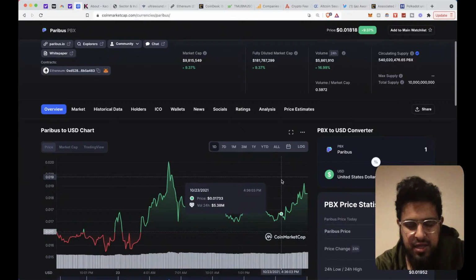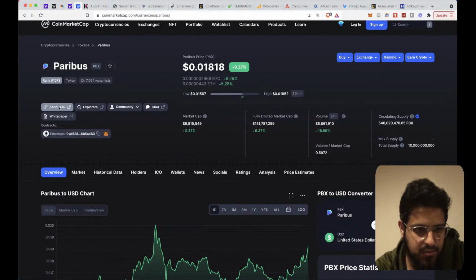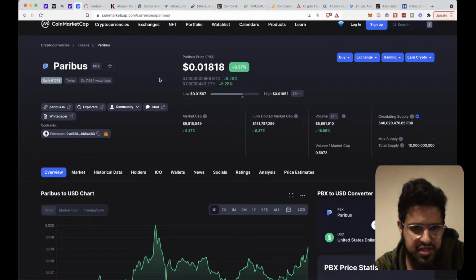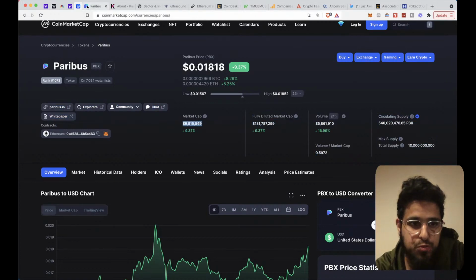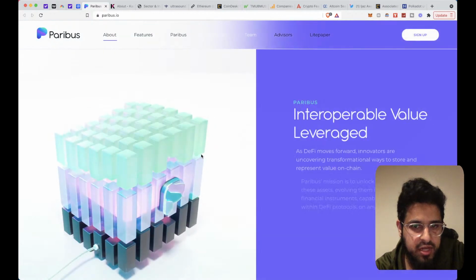We're just taking a look at PBX. Let's find out what PBX is. So let's take a quick look at the market cap. Guys, this is ultra small market cap. So whatever I say here, take with a pinch of salt. This is super risky. High risk, high reward.